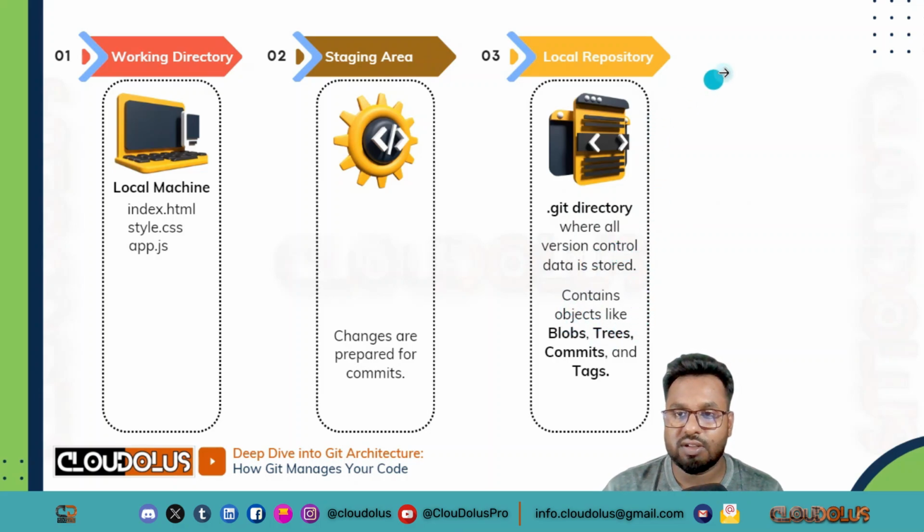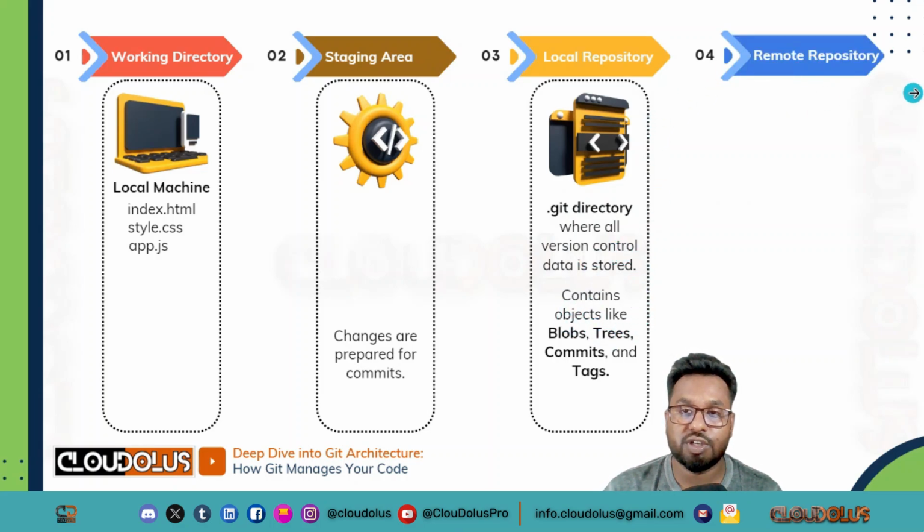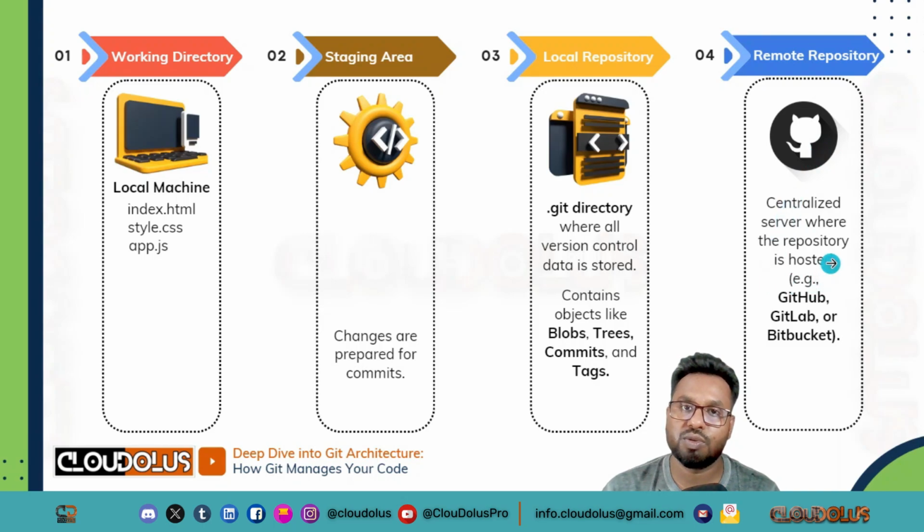Next, number 4 is the remote repository, also called the server-hosted, centralized server. This is the centralized server where the repository is hosted, with GitHub, GitLab, and Bitbucket. These are the main 4 pillars of the Git architecture overview, and then we are going to go step by step through the working procedure: how to manage your source code in Git.